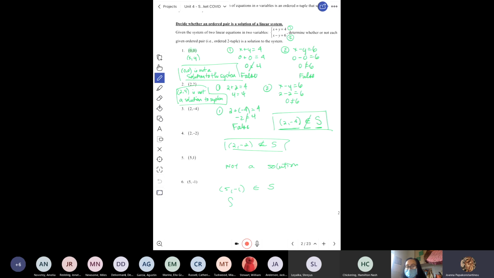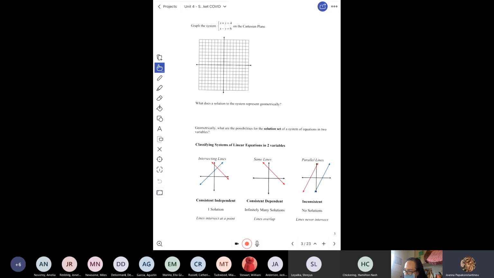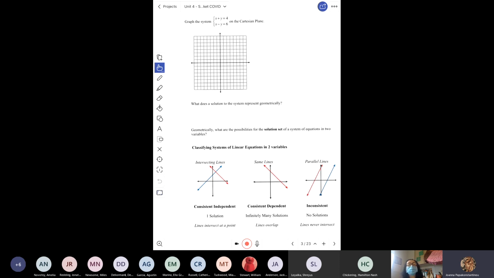Or I could even say the solution set is the set of points, and in this case, it's just 1 point. There's lots of proper notations for this. Now, this is in the instance that I've given you a point and said, just verify that it is a solution. What if I give you a system and I say, graph it? Graph each of these lines on the Cartesian plane, and if they intersect, that point of intersection is the solution.